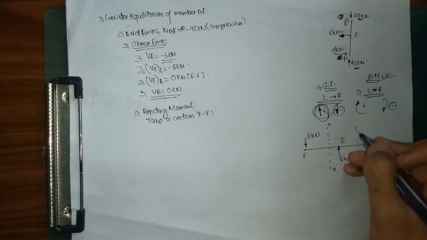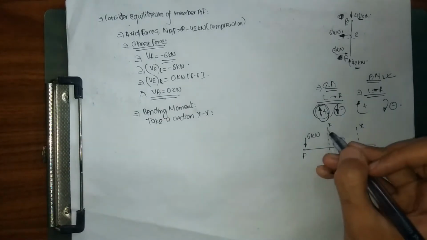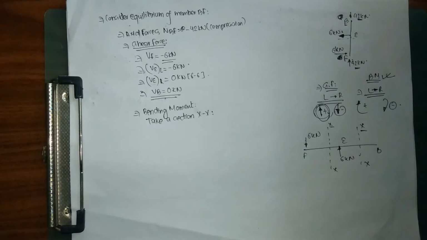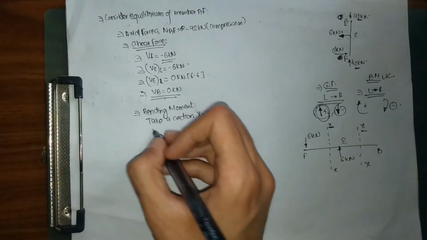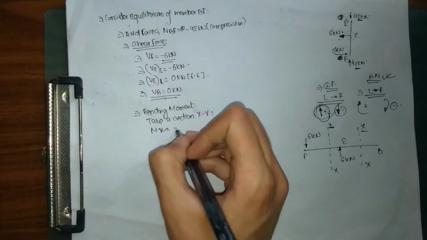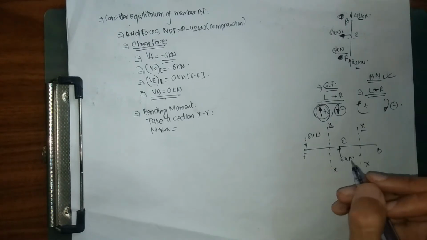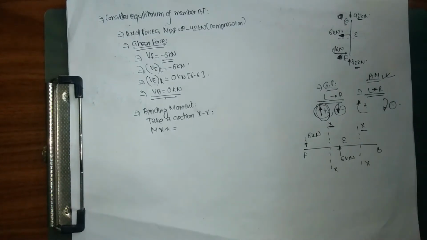But why here, why not here? As you can see here, we need to take our section at two different points, up to here and up to here. Let me explain why. So firstly, let me take my section over here and let me calculate my moment. So taking moment, my bending moment Mxx is simply going to be equal to the product of force and perpendicular distance.